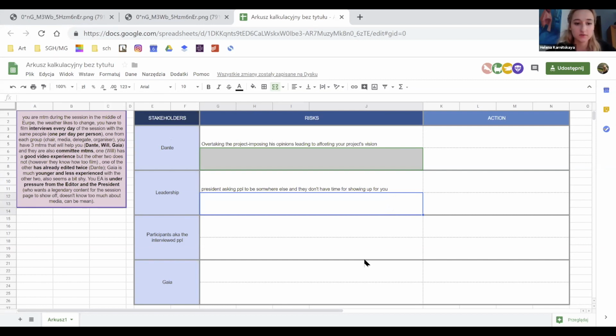Okay, second risk concerning the leadership. What can also happen with the president and editor having this attitude? They could have really high expectations of what the quality of the project should be, which could in turn really affect how you operate the project. Yes, but how directly? Because from the expectations themselves.